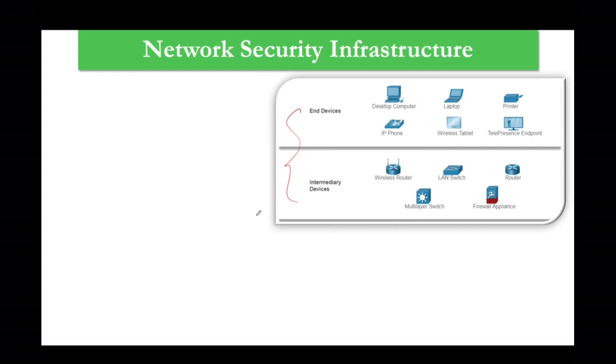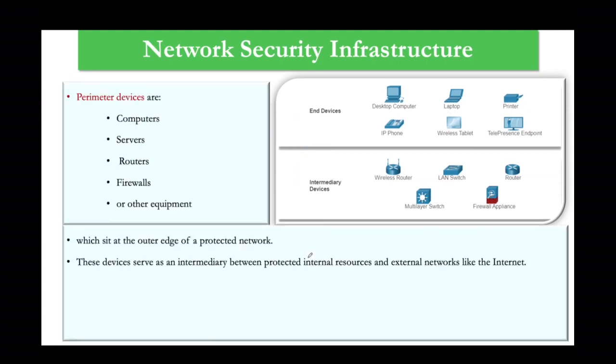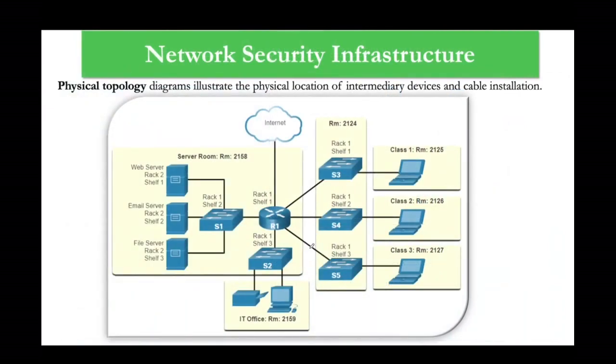So let us see the physical topology of this network security infrastructure. Let's check this. Yeah, this is the diagram which shows the physical location of your intermediary devices like your routers and switches. See, there are different blocks.